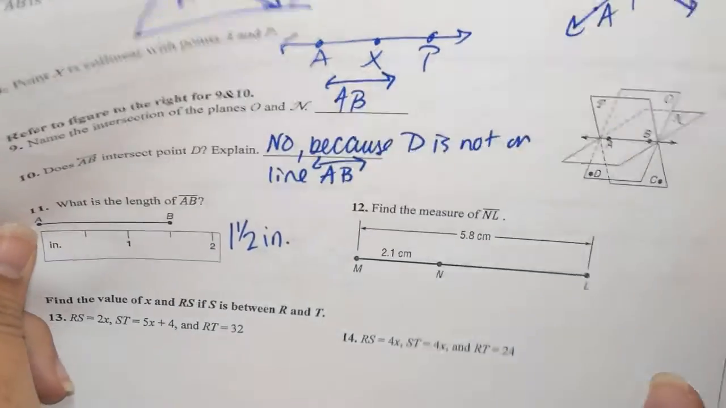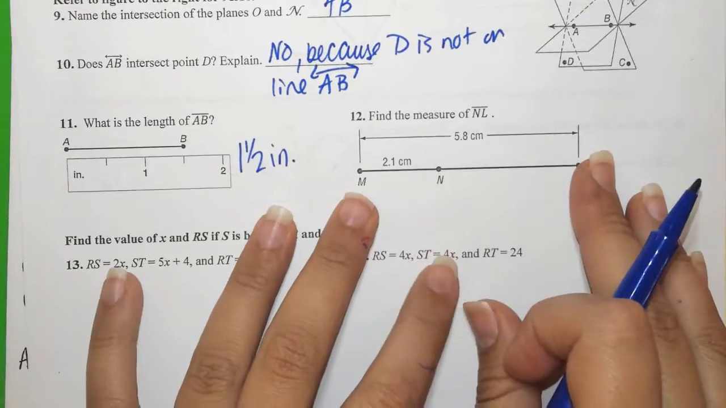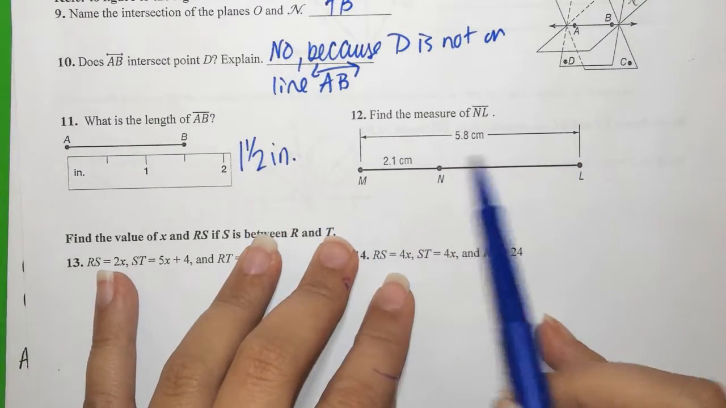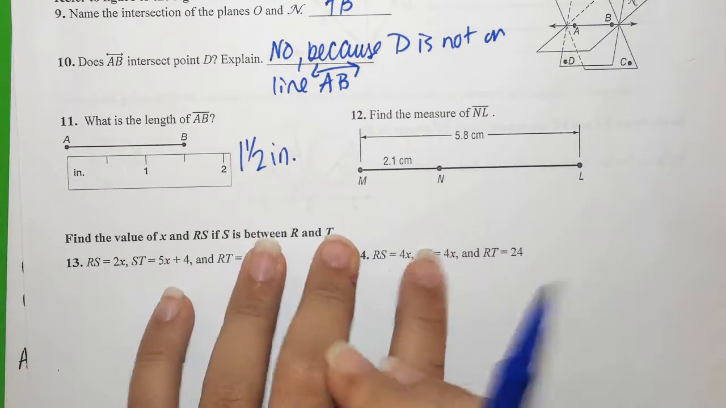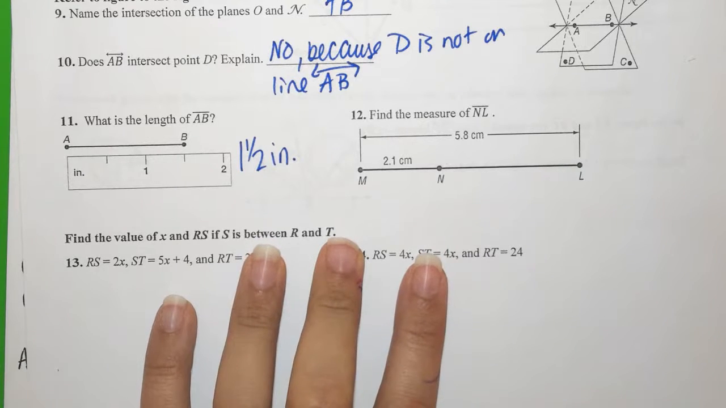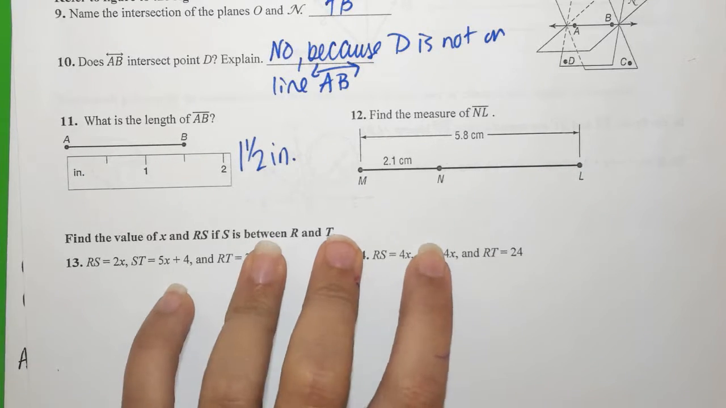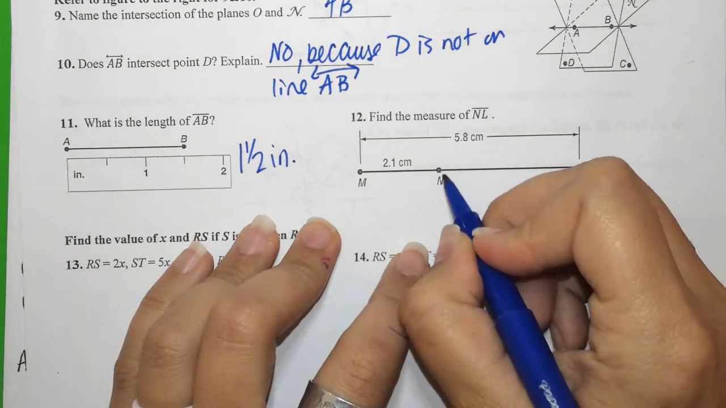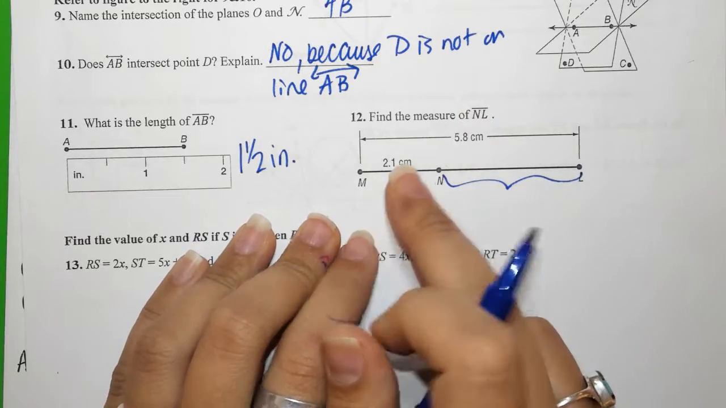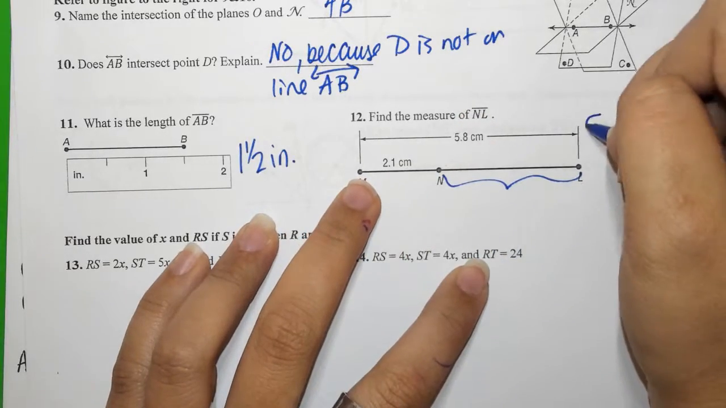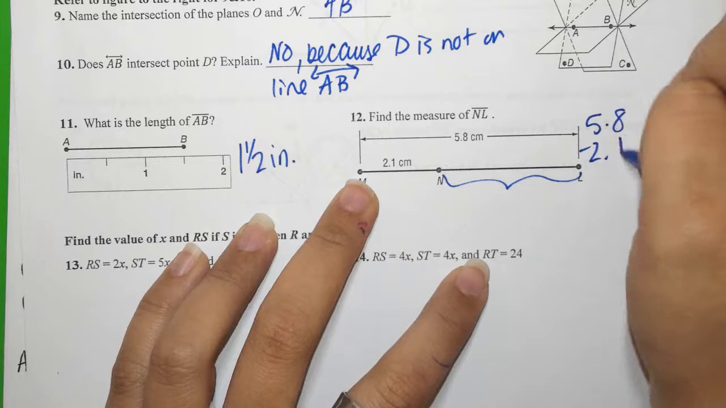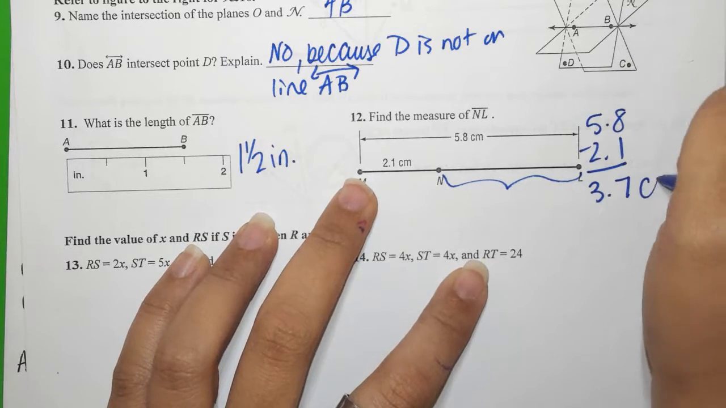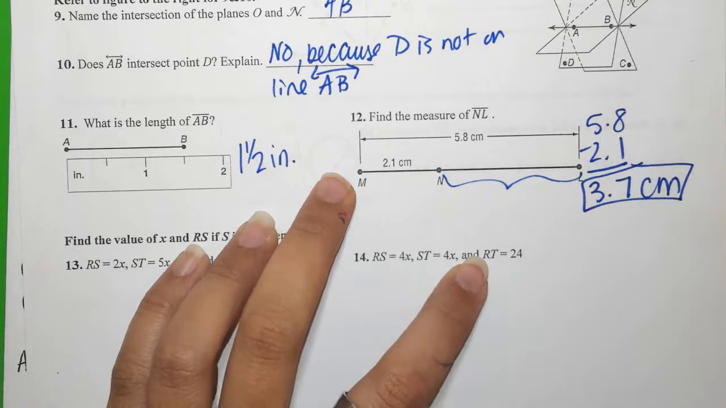Number 12 says to find the measure of NL. 6.7 centimeters. How did you get that? Because I calculated it. Take a point, children. It's wanting you to find this. If it gives you the whole thing and part of it, subtract. 5.8 minus 2.1 equals 3.7 centimeters.